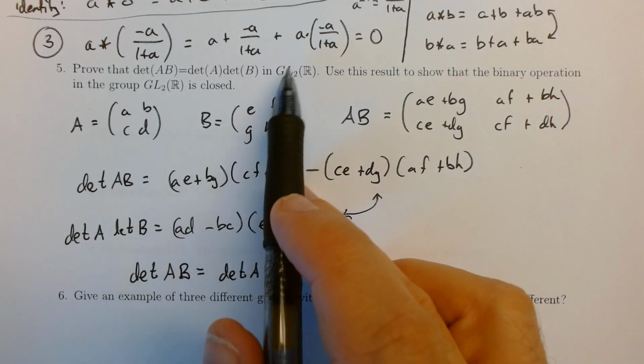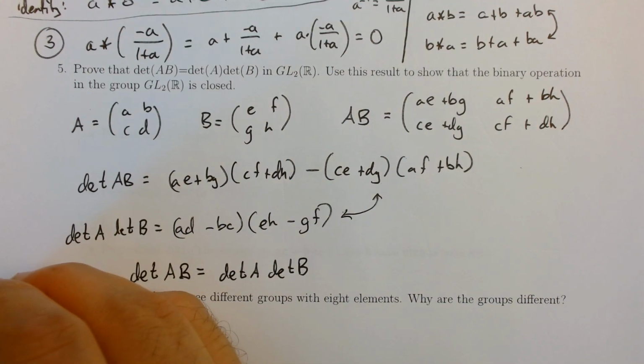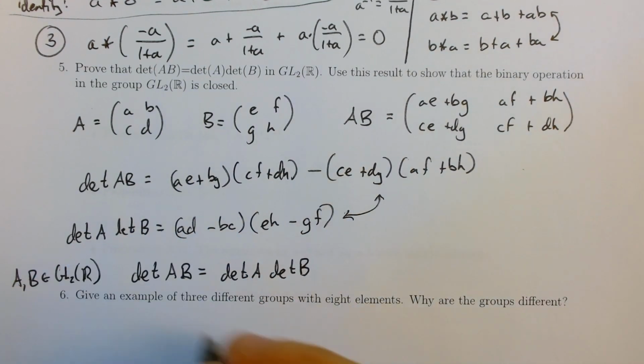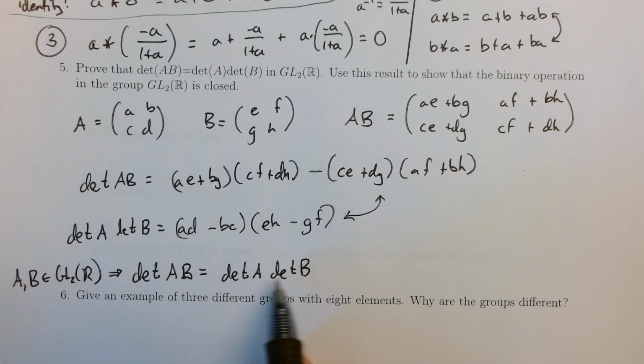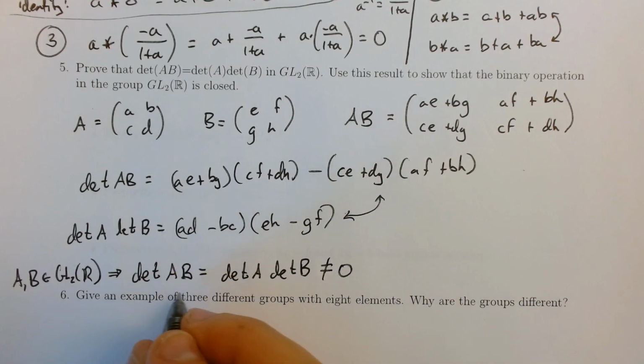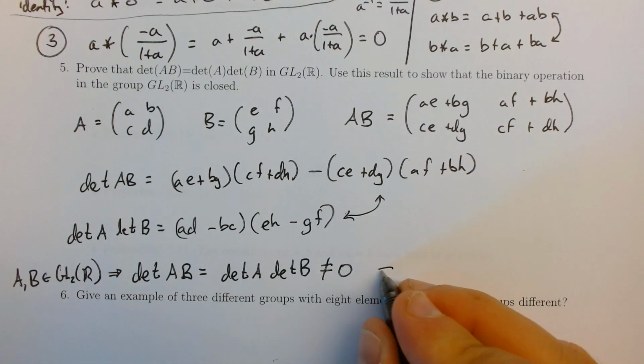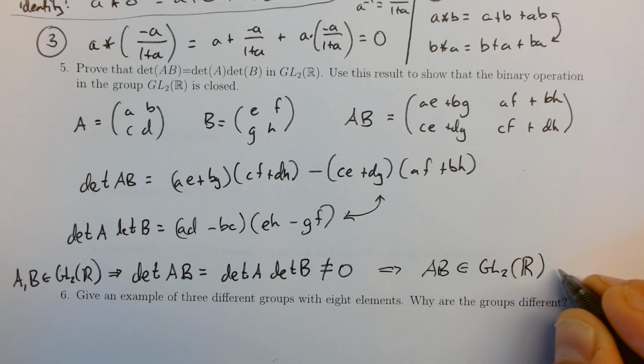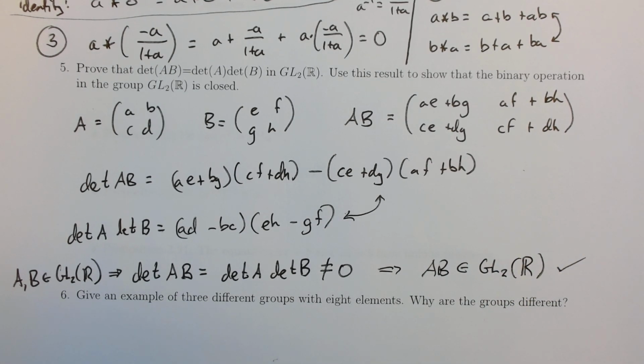But since A and B are assumed to come from GL2, let's put that at the beginning. So if A and B are in GL2 of R, then neither of these have determinant of 0, so the product of two non-zero things is not 0. So that means the determinant of AB is not 0. So this implies that AB is in GL2R, which is what we wanted, to show that it's closed. So if you take two invertible matrices and multiply them together, you get another invertible matrix. You probably already know that from a previous course, but this is sort of more of a proof as to why.